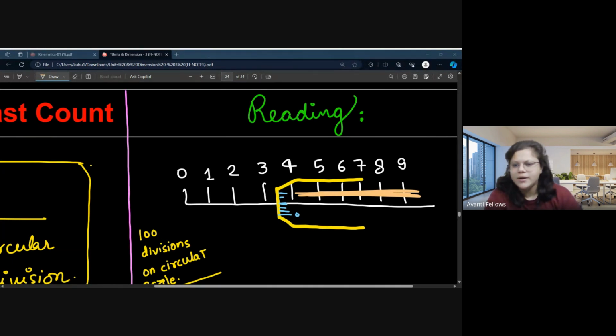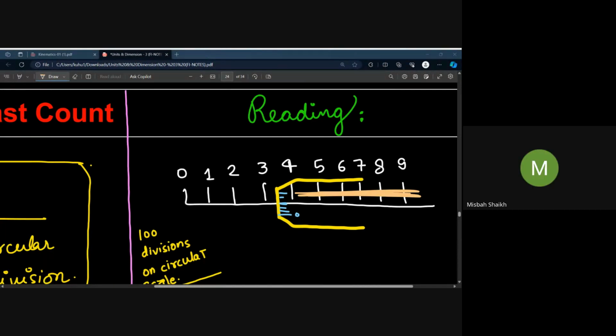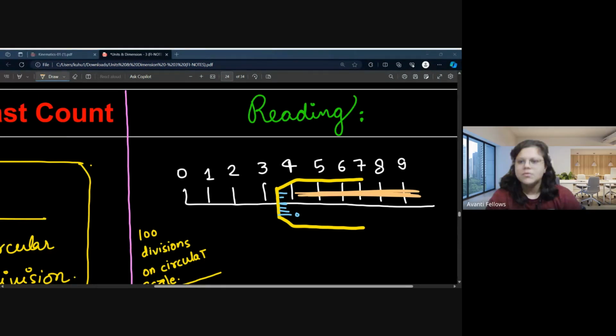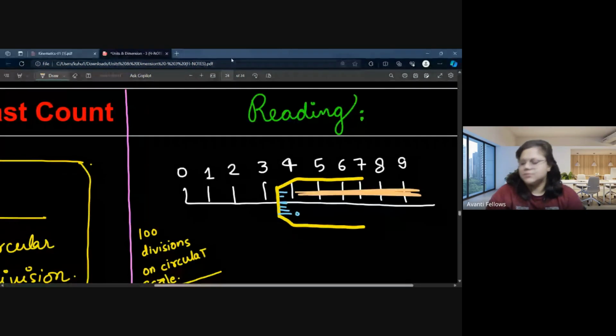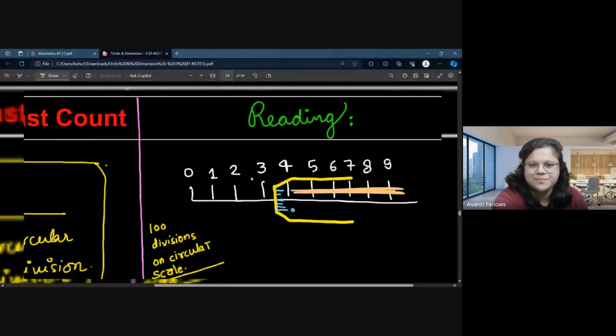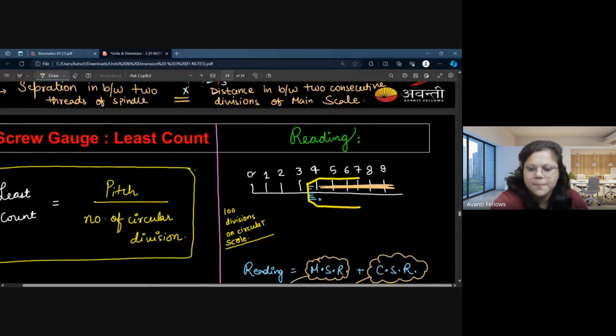Are you not getting it? Harshita, okay. I'm giving you the time for 1 minute to solve it. Are you finding it difficult to calculate the readings? Yes, ma'am. Okay. So at least convey that thing. Dekho.